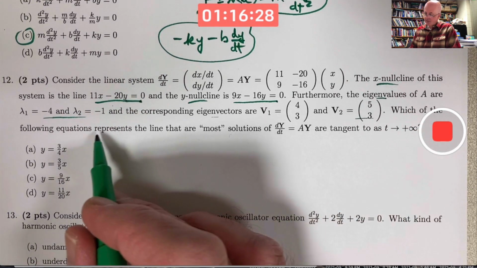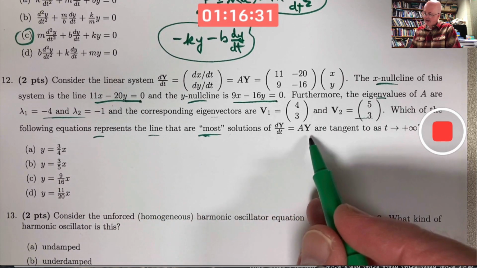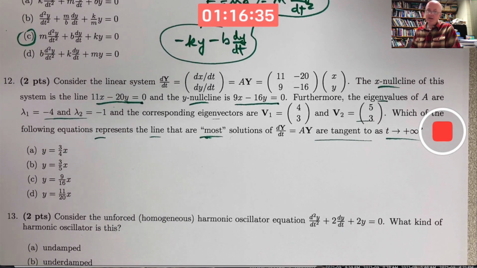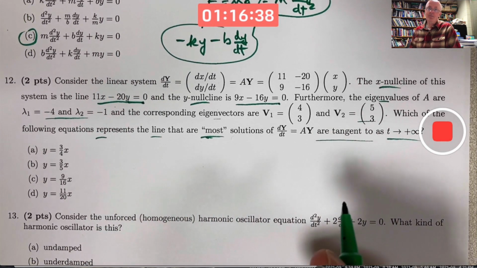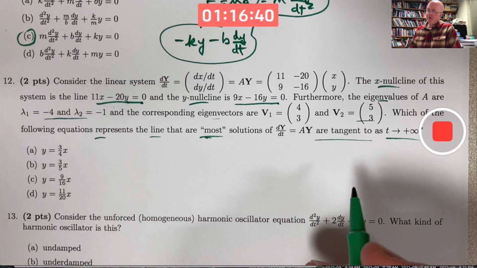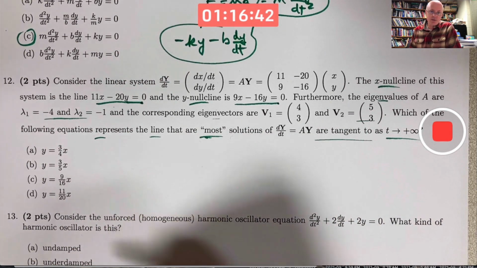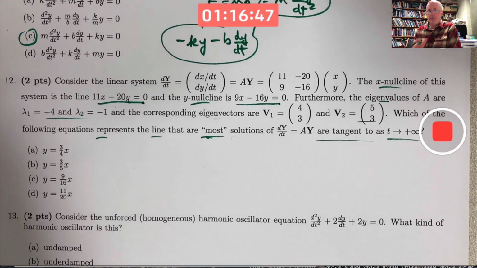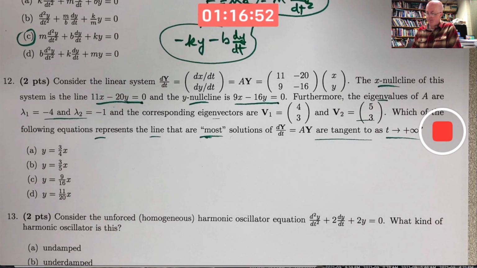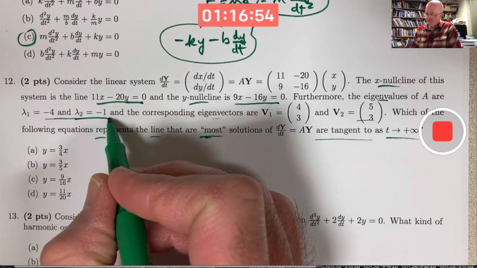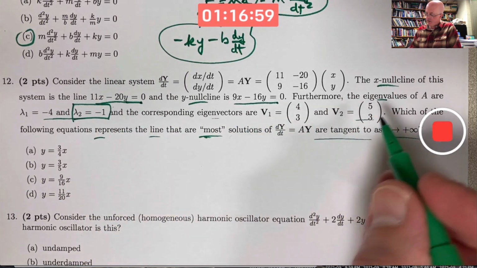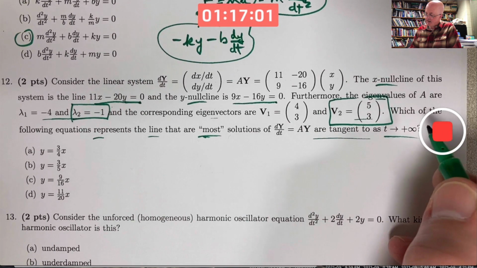Which of the following equations represents the line that most solutions are tangent to as t goes to infinity? I already mentioned that in that other problem. It corresponds to the line parallel to the eigenvector, which corresponds to the eigenvalue closer to 0. The Blanchard-Devaney-Hall book gives an argument for why that's the case for a particular example. My students, you should study that. But I'm just telling you, you can memorize it. So lambda 2 is the one that's closer to 0. Negative 1 is closer to 0 than negative 4 is. So v2 is the vector you want to focus on.